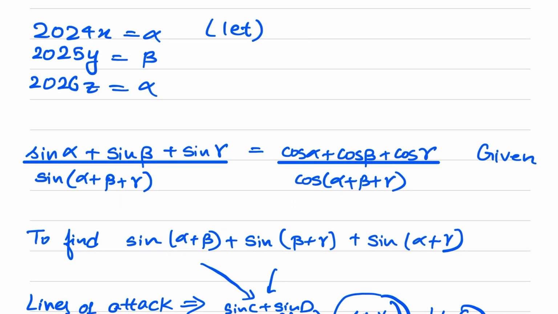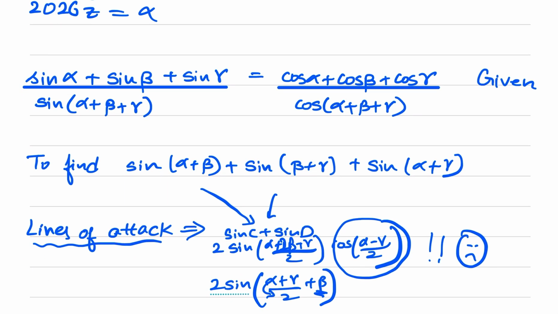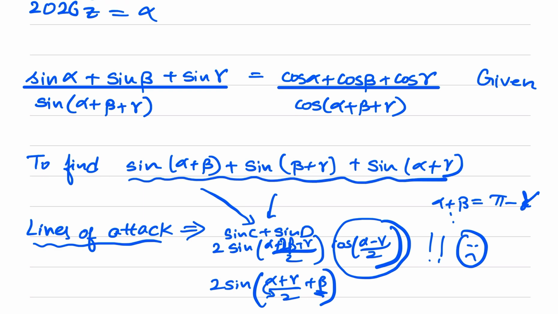Where else have we encountered these type of problems? We see these problems in the cases of conditional identities, right? But in that case, the angles were that of a triangle. Their sum was pi or 2 pi or some convenient value. So we could have written alpha plus beta as pi minus gamma and so on, and we could have approached it. So these were the lines of attack, but they did not work out. And we have to find this.